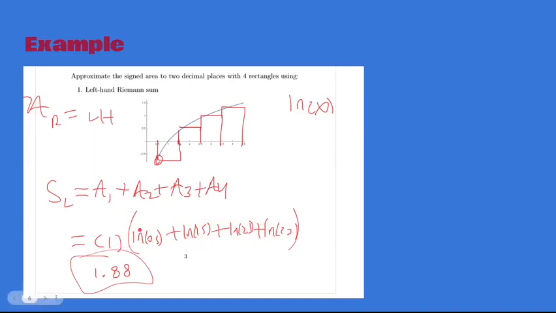How do you know the heights? It's always the y value. So you plug it into the equation, which is ln of x. So we do ln of 0.5, ln of 1.5, etc. You add them, and we get 1.88. And how we know this is the left hand is because we use the left corners. The left corners are where it touches, although that's not really the best drawing because it kind of goes over it, but pretend like it does.